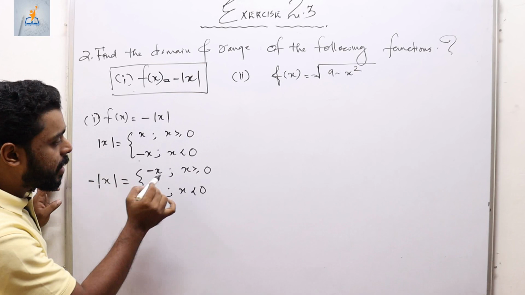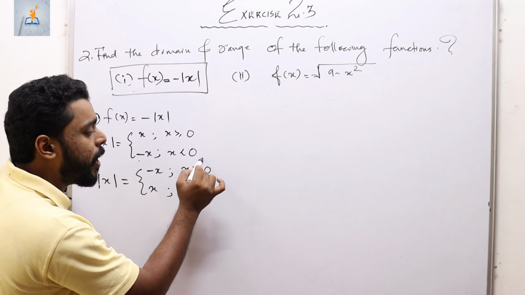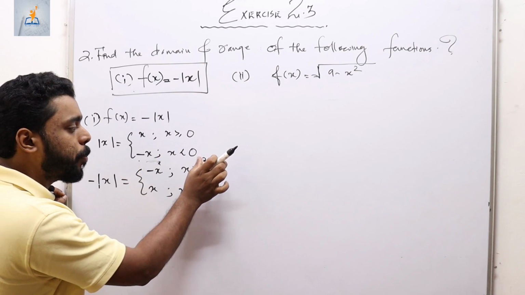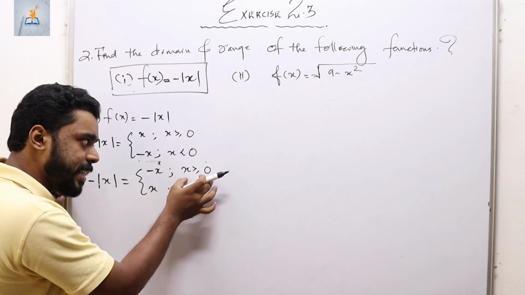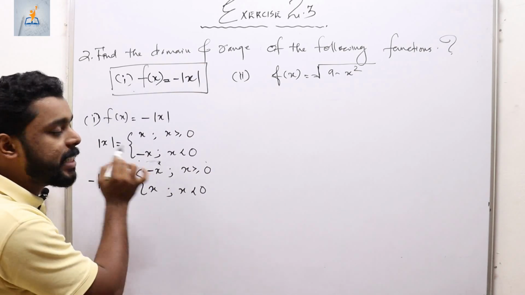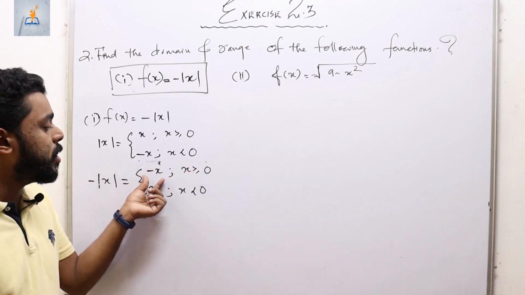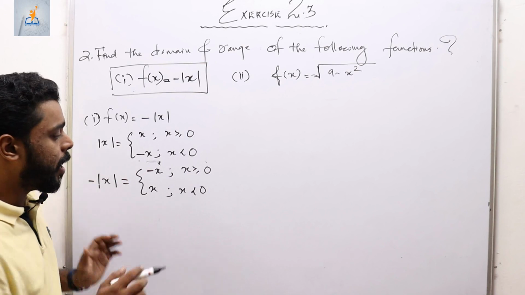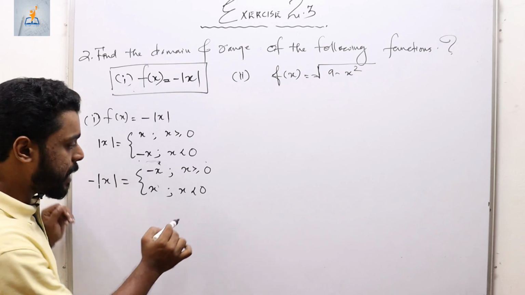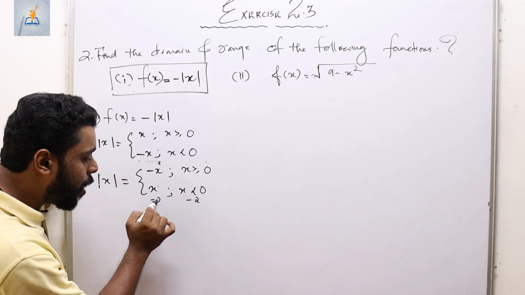Now observe that whenever x is positive, the functional value becomes minus x. For example, if x is 2, the functional value will be minus 2, isn't it? So whatever be the positive value of x, whenever x is a positive real number, the functional value will be negative of that. For example, if x is 4.3, the functional value is minus 4.3, isn't it? Similarly, if x is negative, the functional value is x itself, which means that if x is minus 2, the functional value will be minus 2 itself.